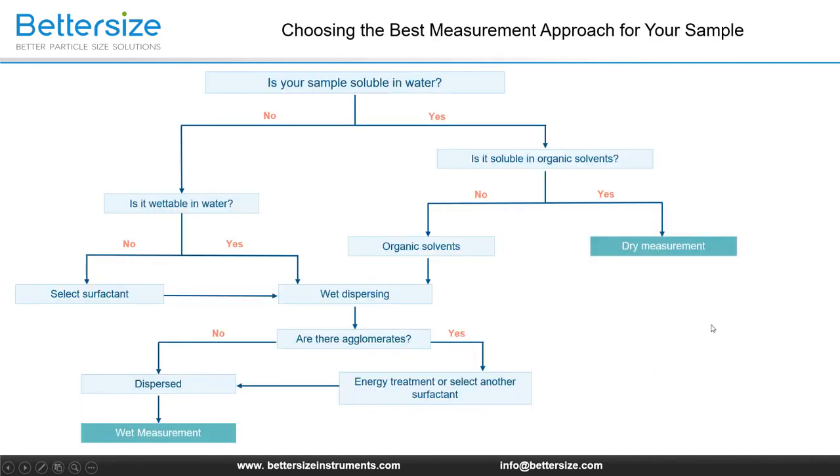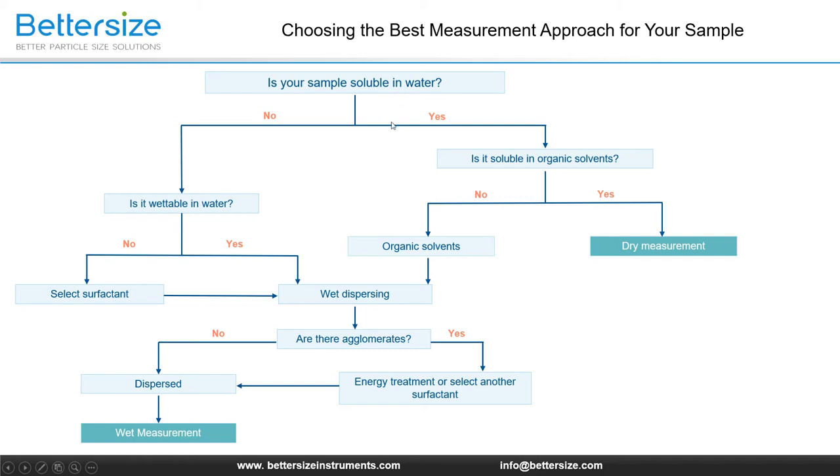Why does the Bettersizer 2600 provide so many dispersion modules? The answer is that the measurement approaches are so different because samples are different. And probably the biggest difference between measurement methods is dry and wet. It means what dispersion medium you should choose for your sample.